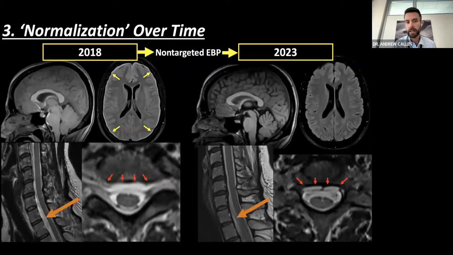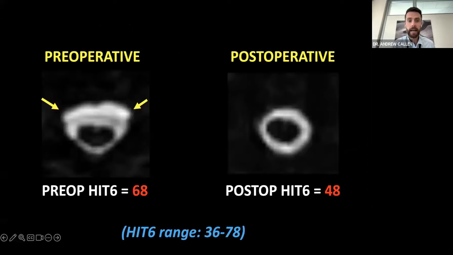Finally, there's this concept of normalization over time. This patient presented in 2018 with an orthostatic headache, had classic imaging findings of intracranial hypotension with subdural fluid collections here and sagging of the brainstem, had a ventral epidural fluid collection in the spine, had a non-targeted epidural blood patch, but had incomplete resolution of symptoms. In 2023, she returned and had a normal brain MRI. In isolation, this would have been said, okay, no evidence of SIH, let's move on. In her spine, the fluid collection persisted. And indeed, this was repaired surgically with a massive reduction in her symptoms post-operatively.